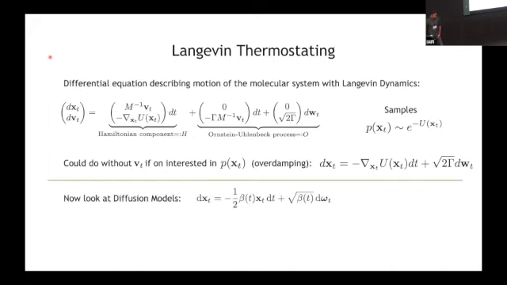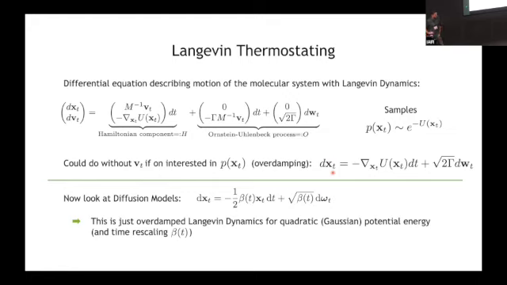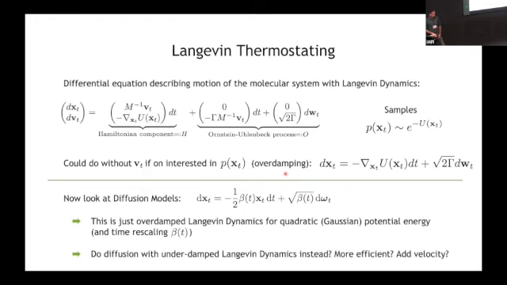But now let's look at diffusion models. In a diffusion model, this was the stochastic differential equation describing the forward process. And I mean, this is pretty much that, right? What we see is that this is just overdamped Langevin dynamics for a quadratic Gaussian potential corresponding to our normal distribution, the prior distribution of the diffusion model. There was also some time rescaling, beta and 1/2, but it is that basically. So this leads to the question: then let's just do diffusion models with underdamped Langevin dynamics. Let's see what happens, basically.